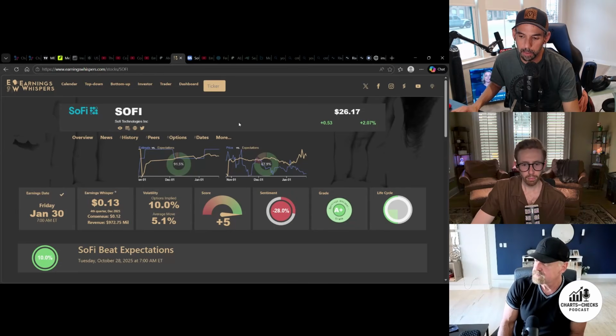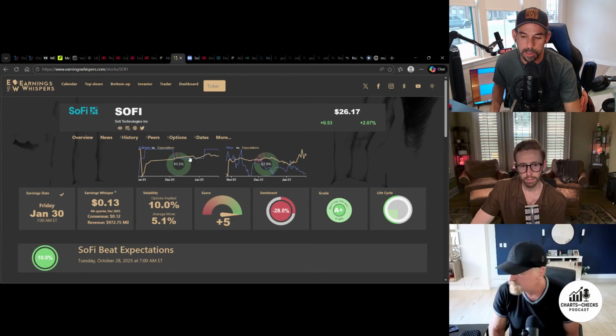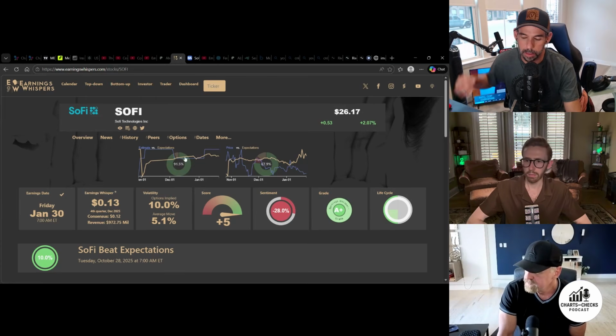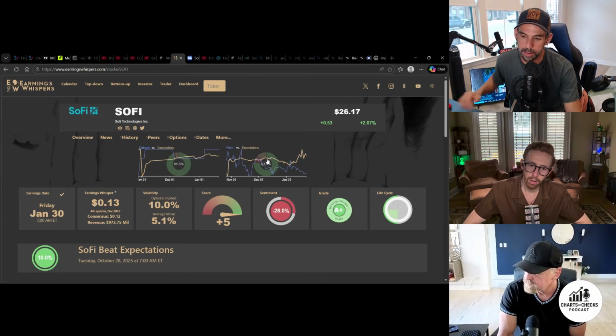And take a look at how bullish the markets are as of now going into the report. So 91% of Earnings Whisper subs believe that SoFi will be beating on both revenue and earnings per share, and 68% of Earnings Whisper subs believe that the reaction of the markets might actually be positive.